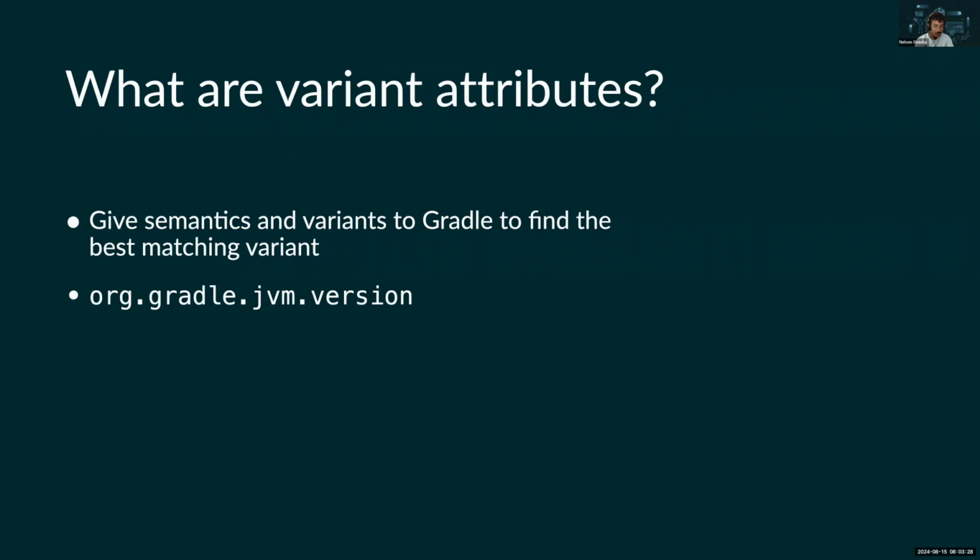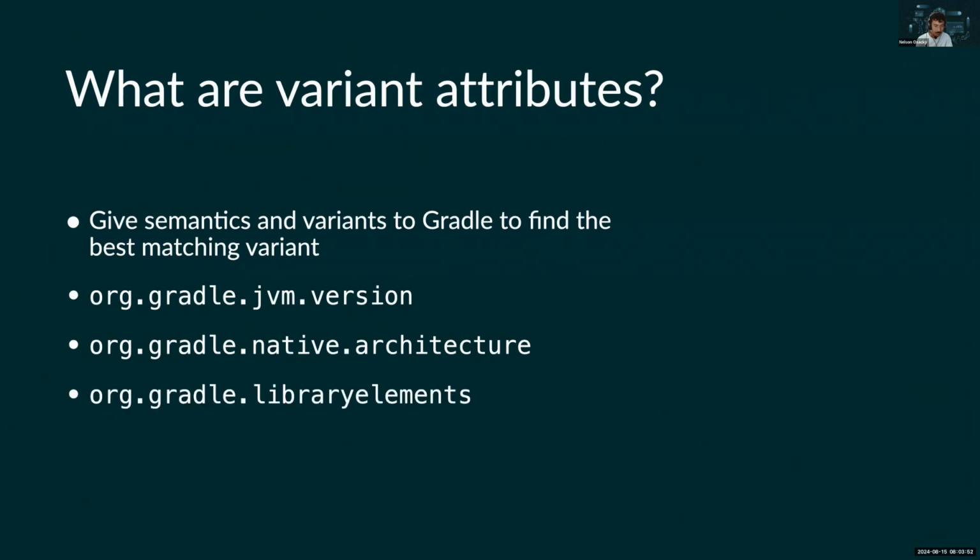An example would be org.gradle.jvm.version, which expresses the JVM version used to create that artifact or the compatibility of that dependency. Another one is org.gradle.native.architecture, which can be something like x86 or ARM64. Another example would be org.gradle.libraryelements, which can be something like jar or classes. That represents the type that the dependency is in.